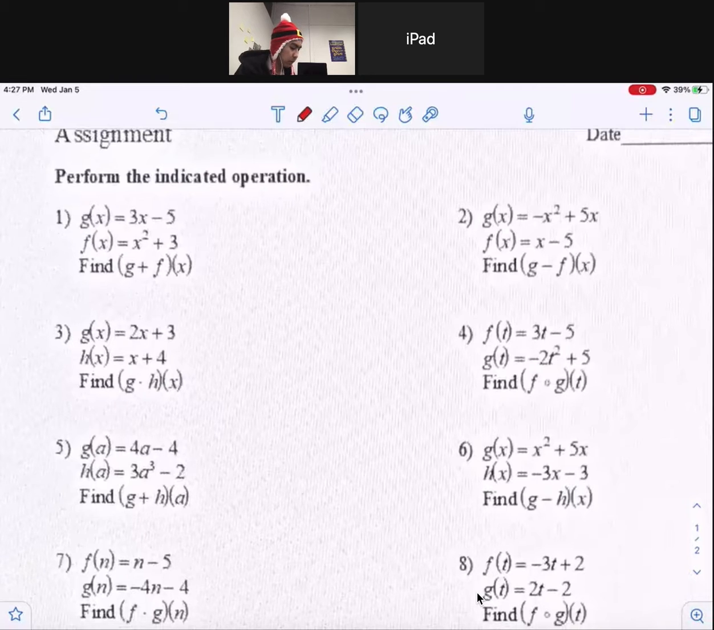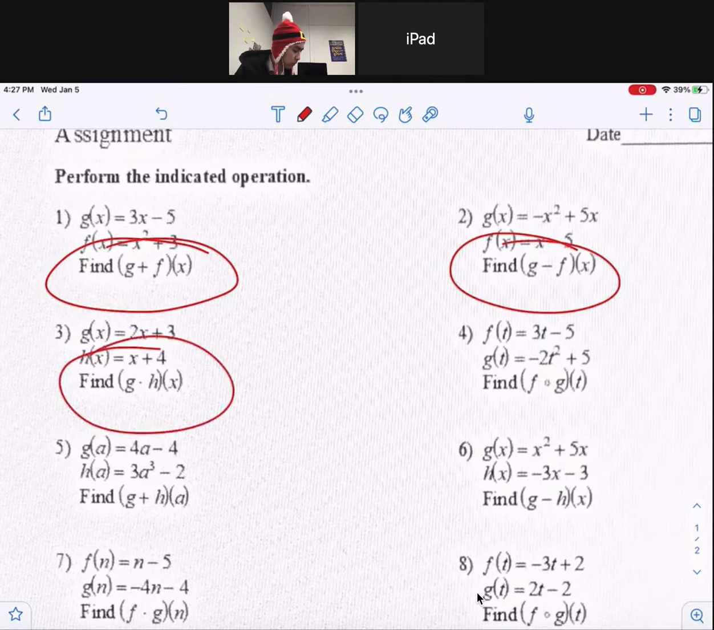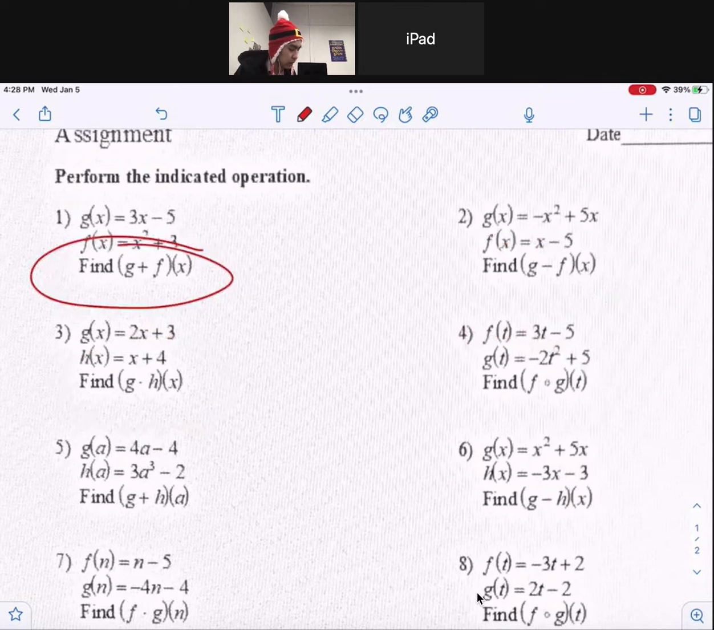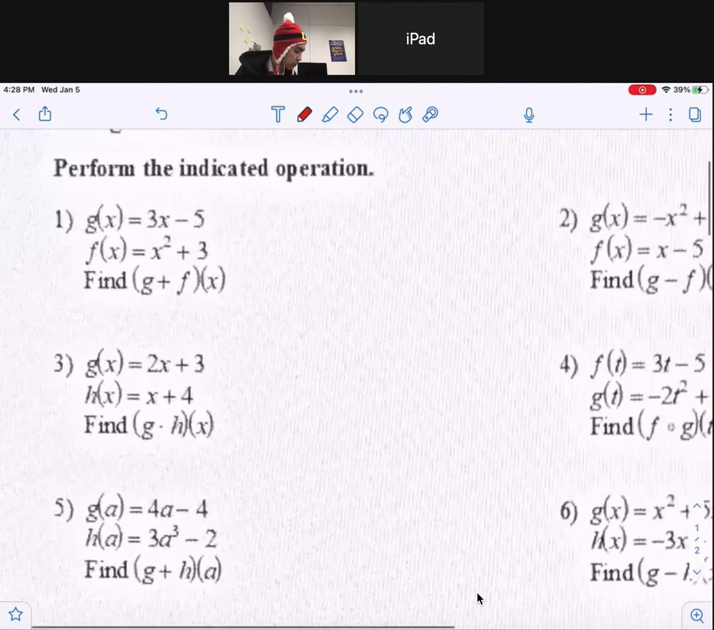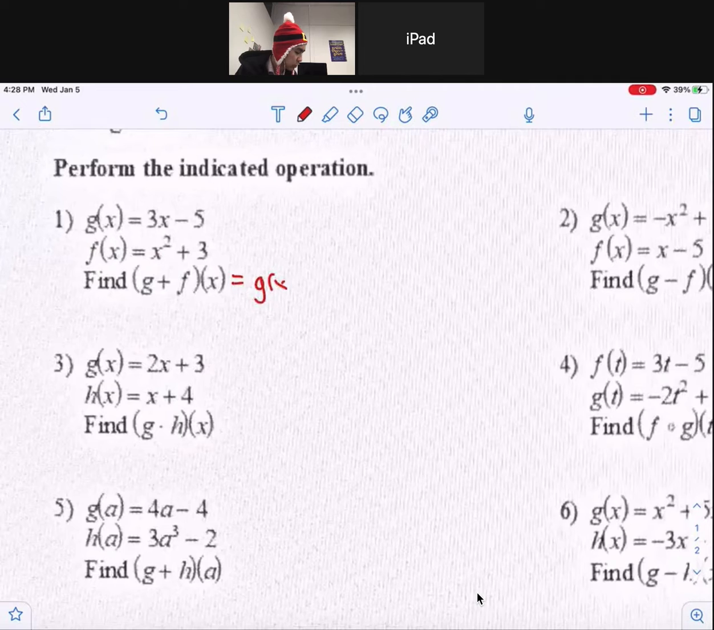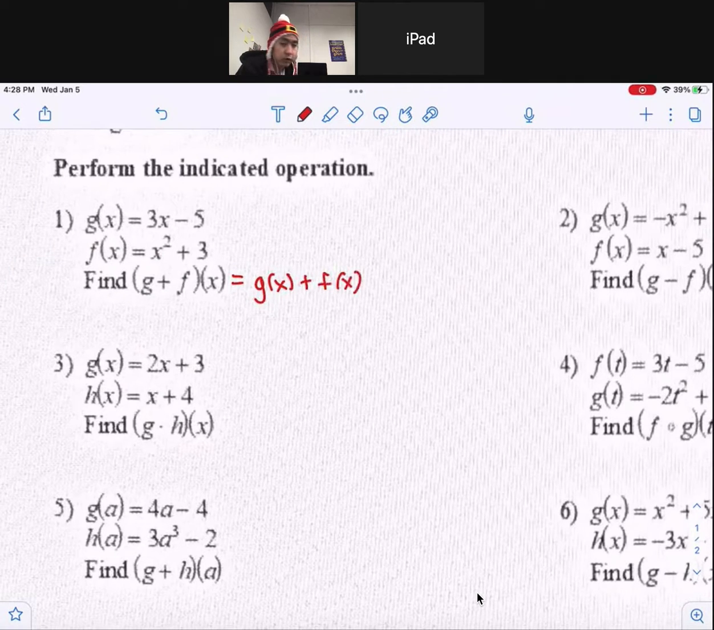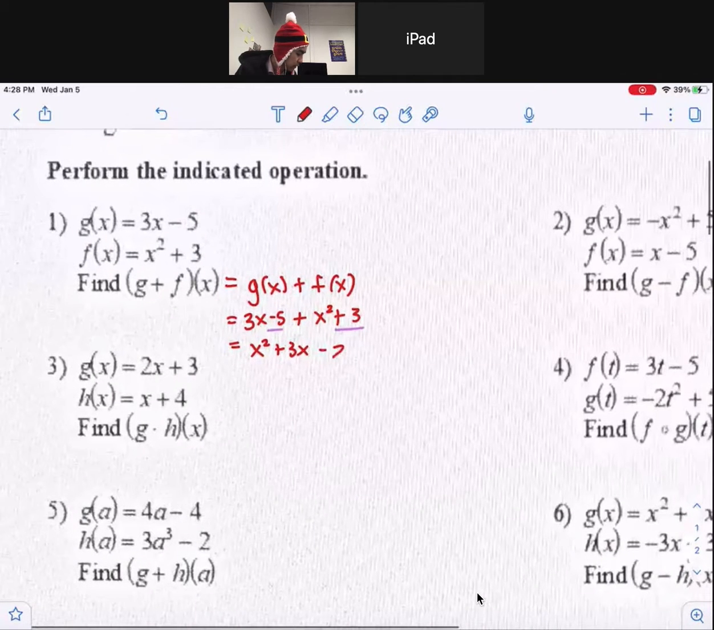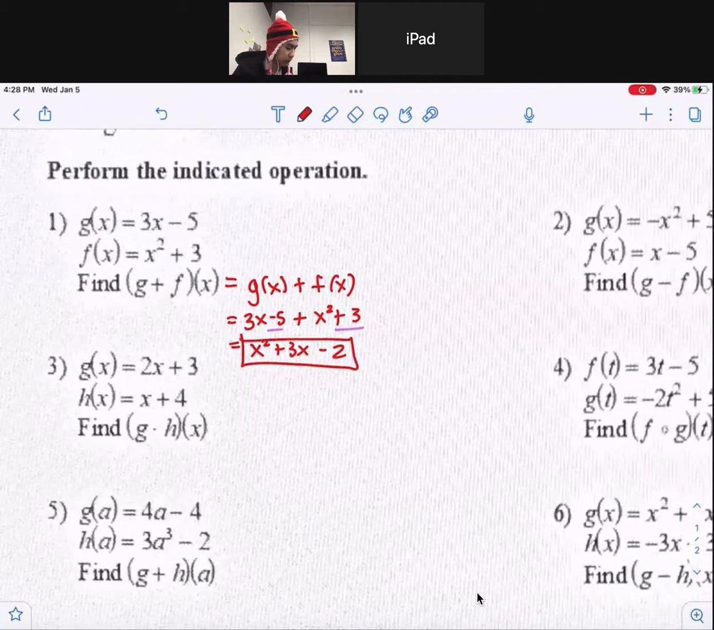With function combinations, all you have to do is follow what operation you have to do. So for the first one, this is g plus f of x, which translates to g of x plus f of x. So you just add your two functions together. 3x minus 5 plus x squared plus 3. Combine like terms and you get x squared plus 3x minus 2. The only ones that combine are the minus 5 and the plus 3, for minus 2. And that is that function.